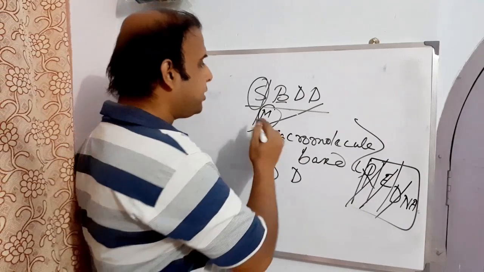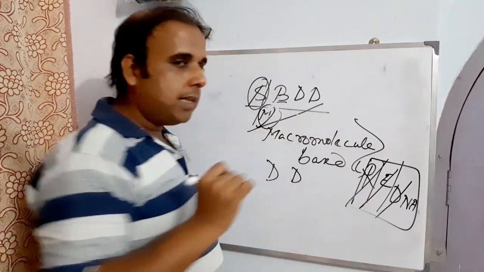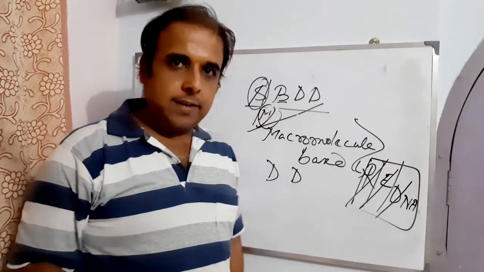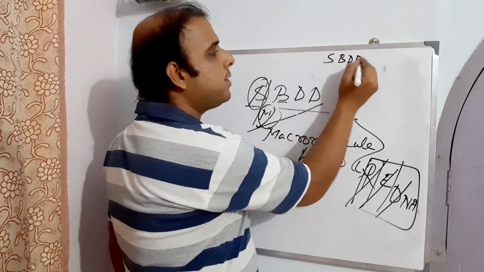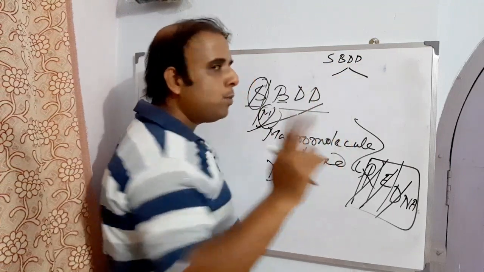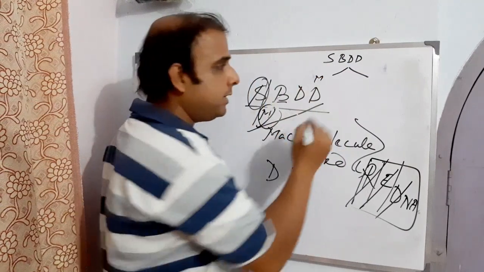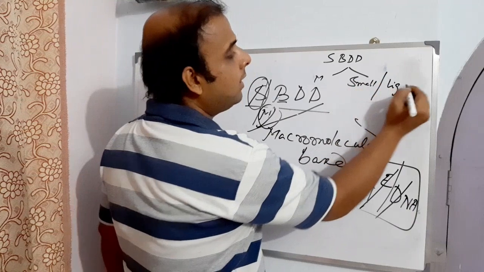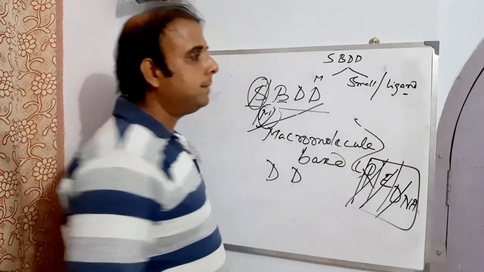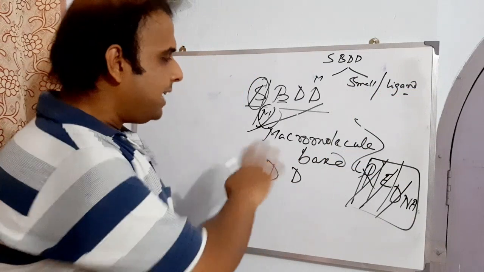So we can say instead of putting S, we can just write MBDD, macromolecule based drug design, right? Because structure based drug design can be split into two major types. One is macromolecule based, the other one is small molecule, often called ligand based, right? Okay, so let us see one by one.